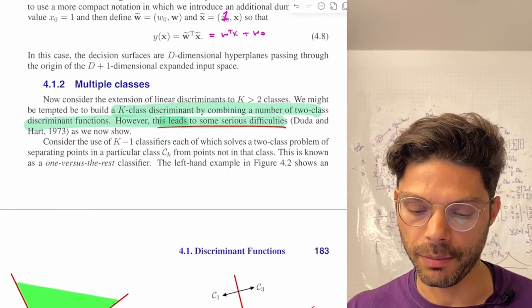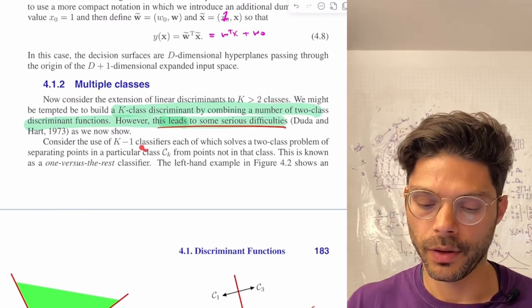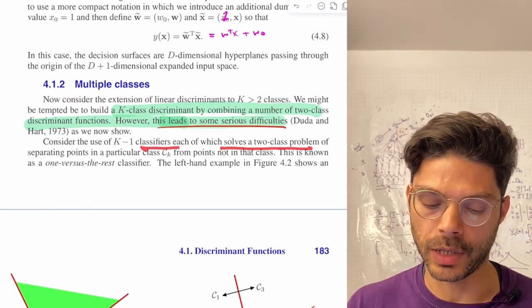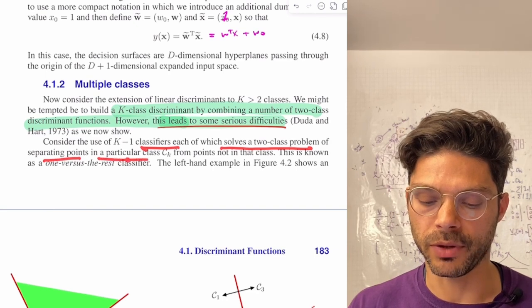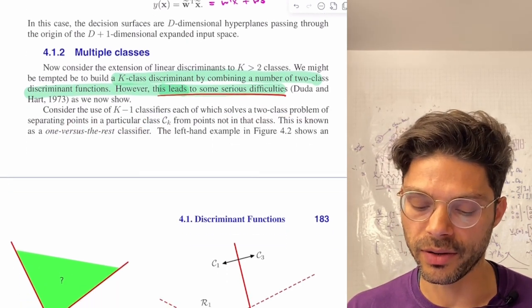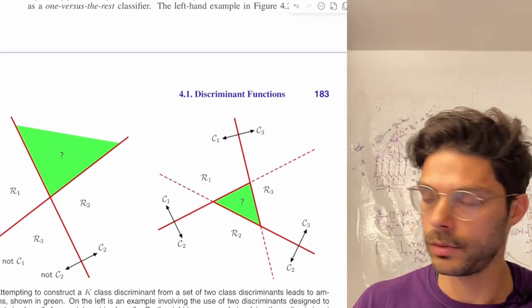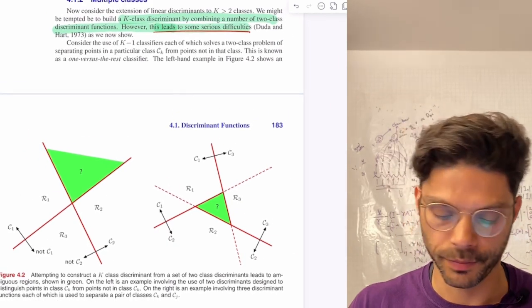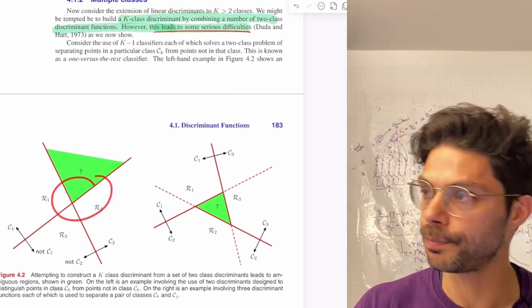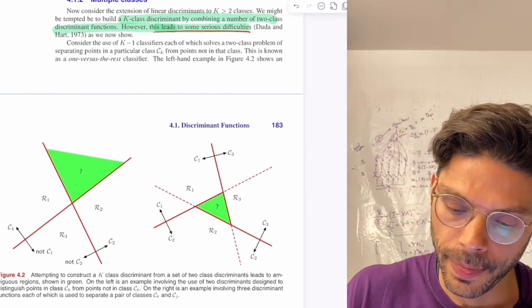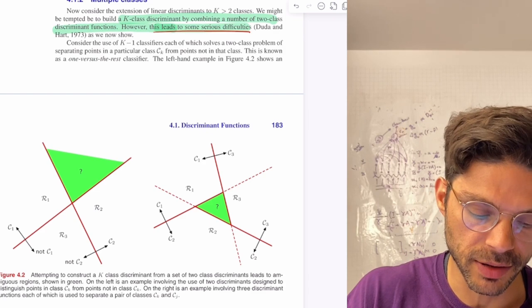Consider the use of k-1 classifiers, each of which solves a 2-class problem of separating points in a particular class C of k from points not in that class. Okay, so that's basically what we have here. This is known as the 1 versus rest classifier, and you'll see this.